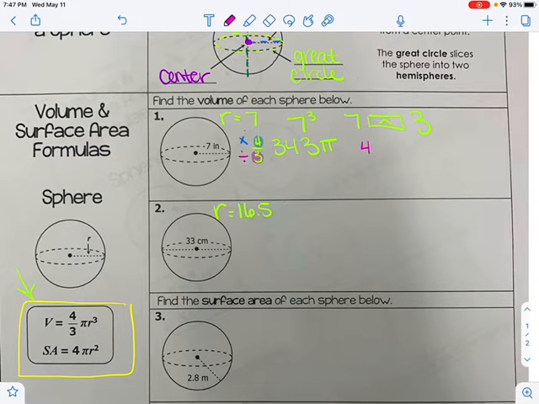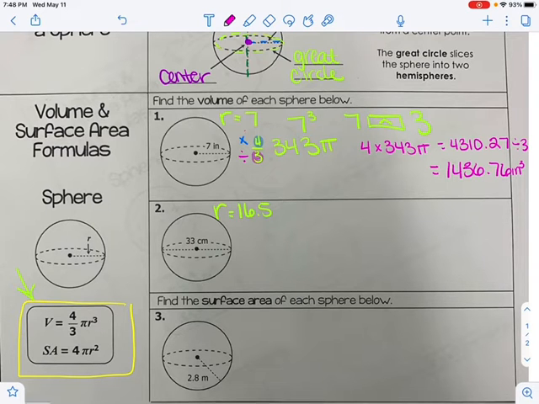So if you do 4 times 343 pi in the calculator, you should get 4,310.27. Your last step will be divide by 3, and you would then get 1436.76. And that's all there is to it.